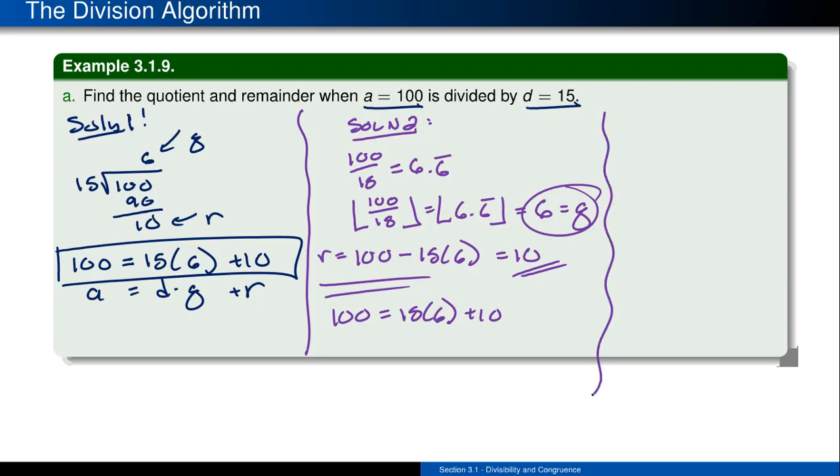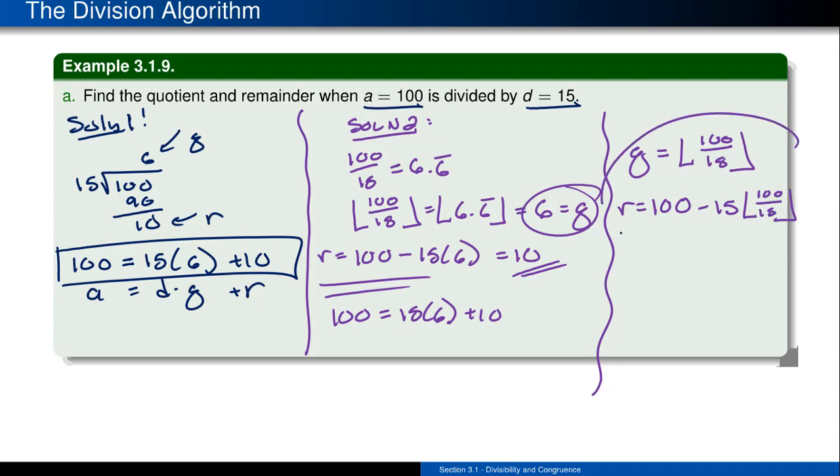So the idea behind the second solution is that my Q is always going to have a nice representation. It was simply given by 100 over 15 in this floor notation. And then my R is obtained by taking that initial number 100 and subtracting off 15 by however many that Q kicked out. So in this case, 100 over 15 and the floor of that thing. Here's where you can start to see a little bit of the coding side of this: all you have to do to find the Q and the R is just execute those two lines.